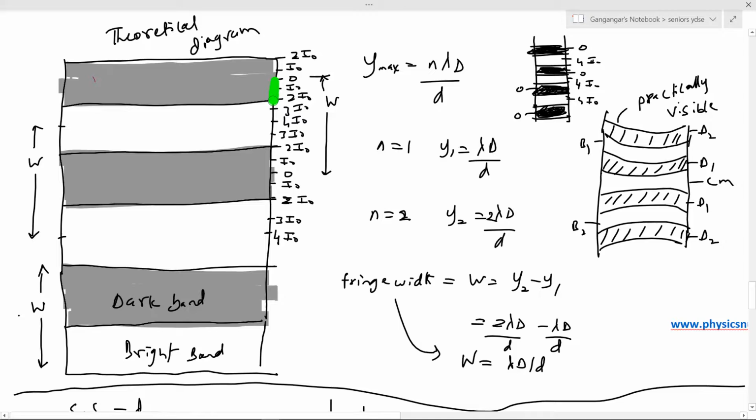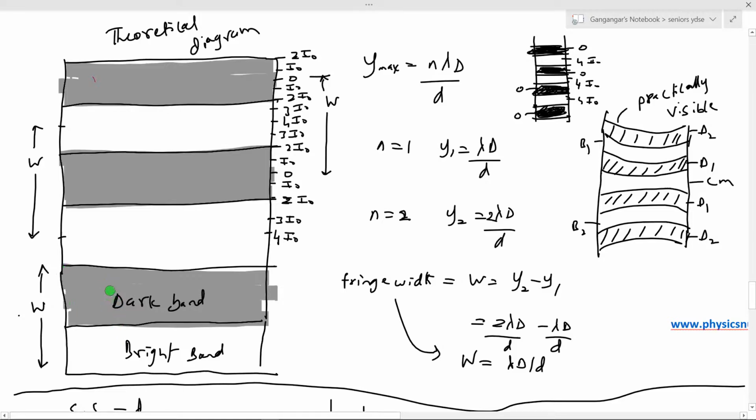Okay, I'll put it once again. The distance measured from the center of the dark band to the next successive dark band is called a fringe width, or the distance measured from the center of the bright band to the next center of the successive bright band will become one fringe width. Or for calculation purposes, one bright and one dark band will become one fringe width here. So one fringe contains one dark band and one bright band.